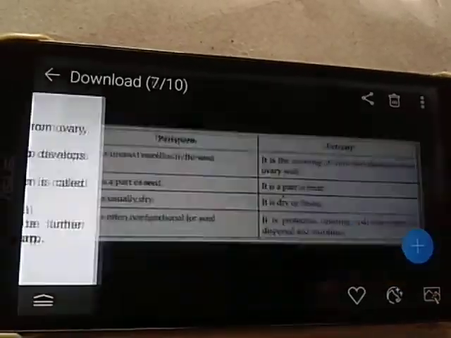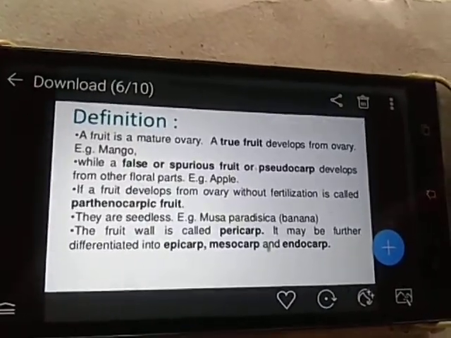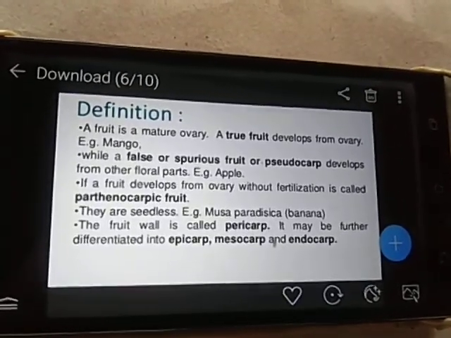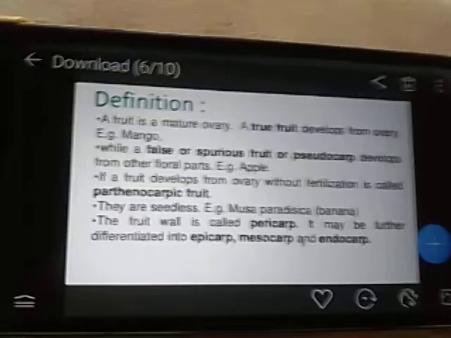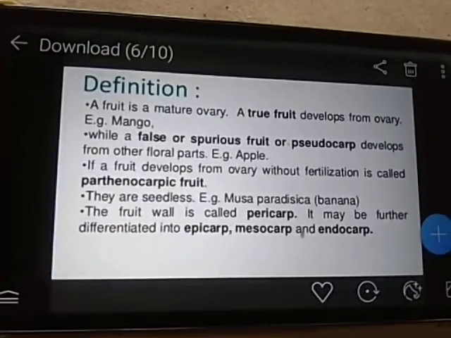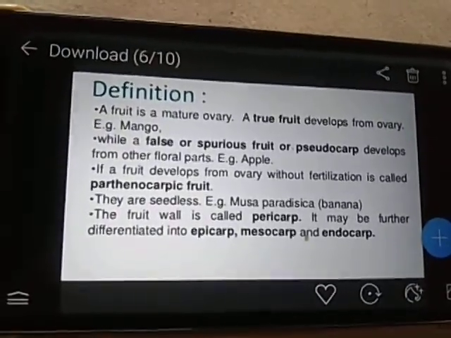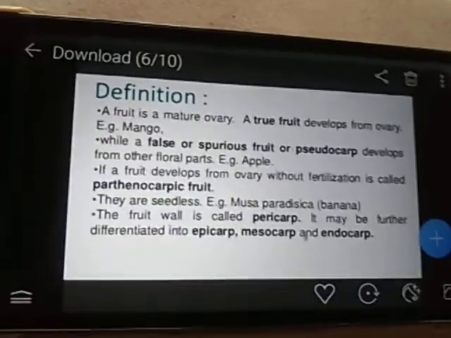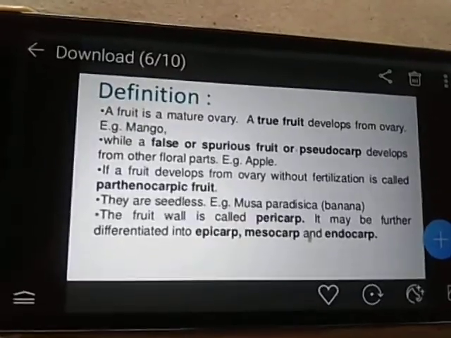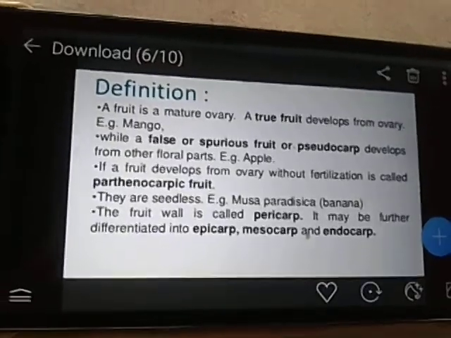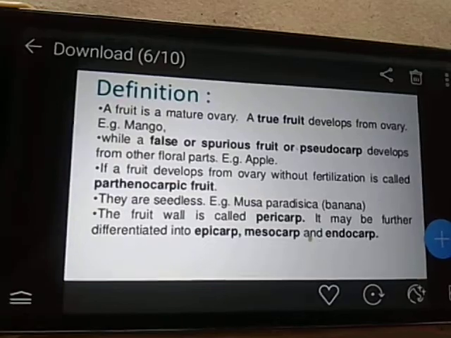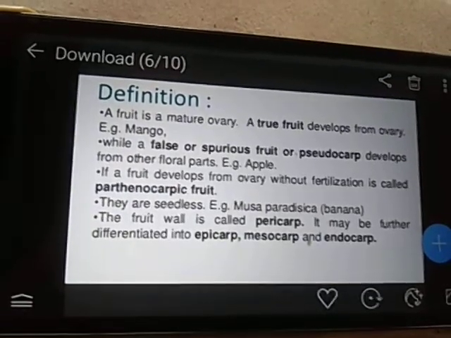Now see the definition of fruit. Fruit is a mature ovary. Actually, when the ovary matures, the ovule forms the seed and the ovary wall develops into fruit. So fruit is a mature ovary. There are two types of fruits, true fruits and false fruits. So what are the definitions of true fruits and false fruits?